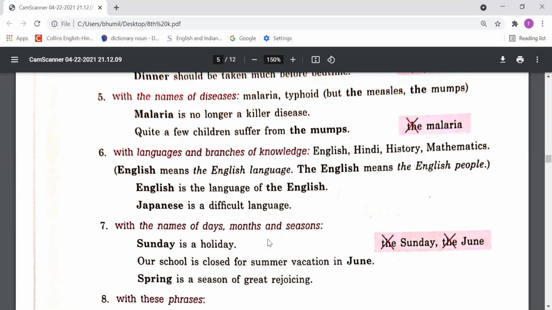But when we say the English, in that case we have to understand that we are talking about English people. English is the language of the English. So the English is English people and English is their language. So whenever we use a language, there is no need to use any article. Japanese is a difficult language.